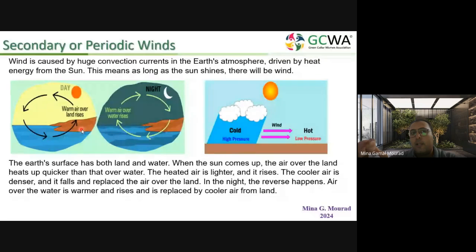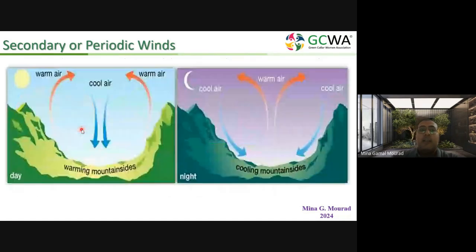These local, secondary, or periodic winds can exist at any place between cold and hot places. Let's continue with the periodic or secondary winds. Secondary or periodic winds can exist between high mountains and the valleys. The valley is a region lower in elevation than the mountain top.